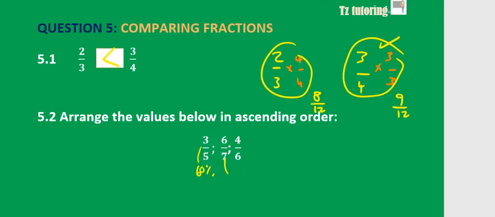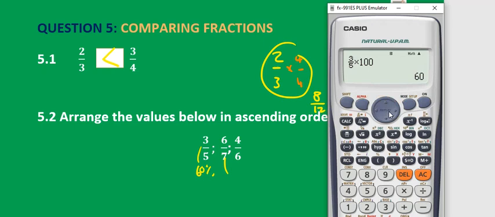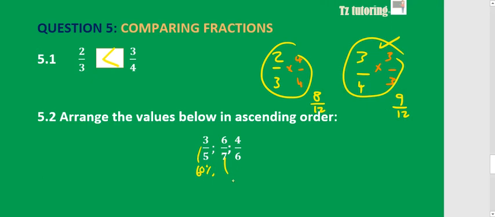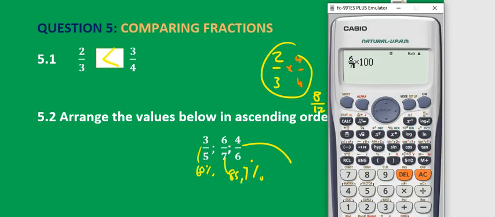This one, you take 6 over 7. If you multiply it by 100, it will give you 85.7%. And the final fraction, 4 over 6, if you multiply that by 100, it will give you 66.7%.